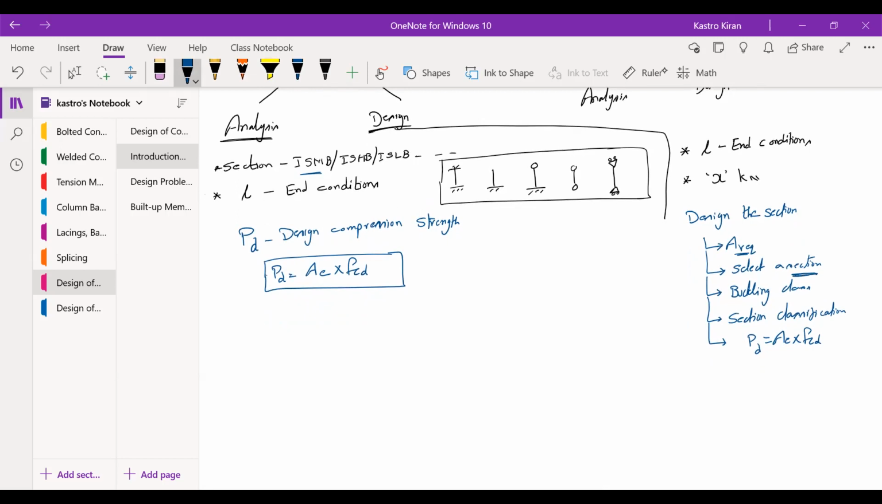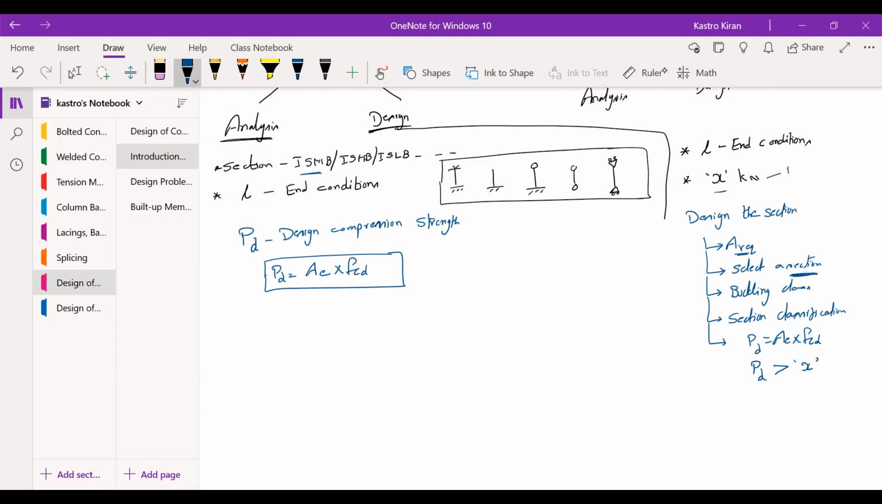Now, in the design problems, you need to check whether the section which you have selected here is safe or not. How will you check that? It can be checked in this way. When you solve for PD equals AE into FCD, the value of PD must be greater than the value of X, which is provided in the question. I said the value of X will be given in the question.